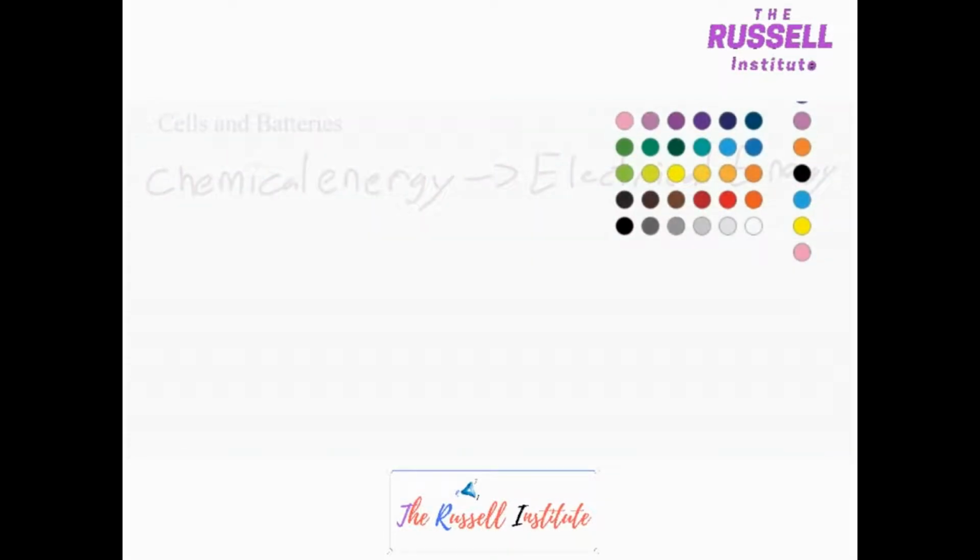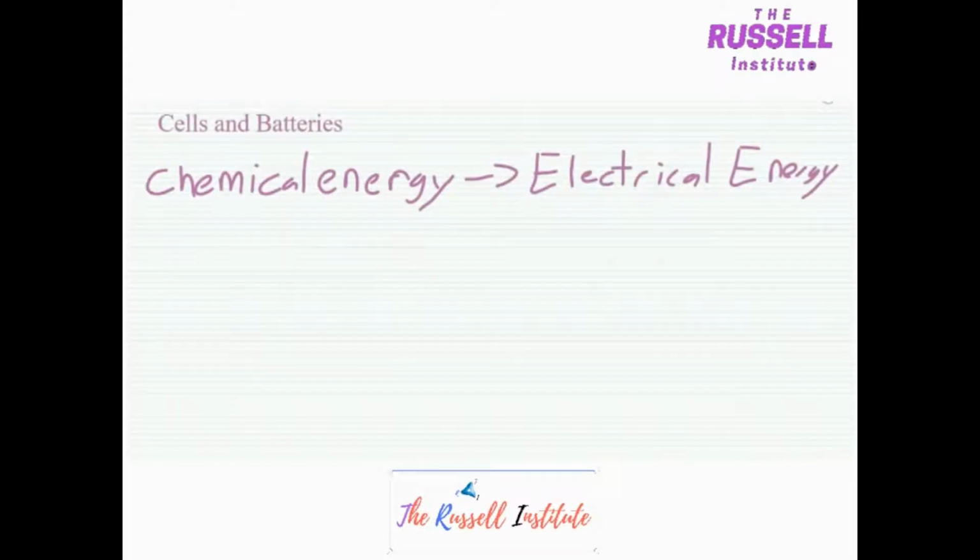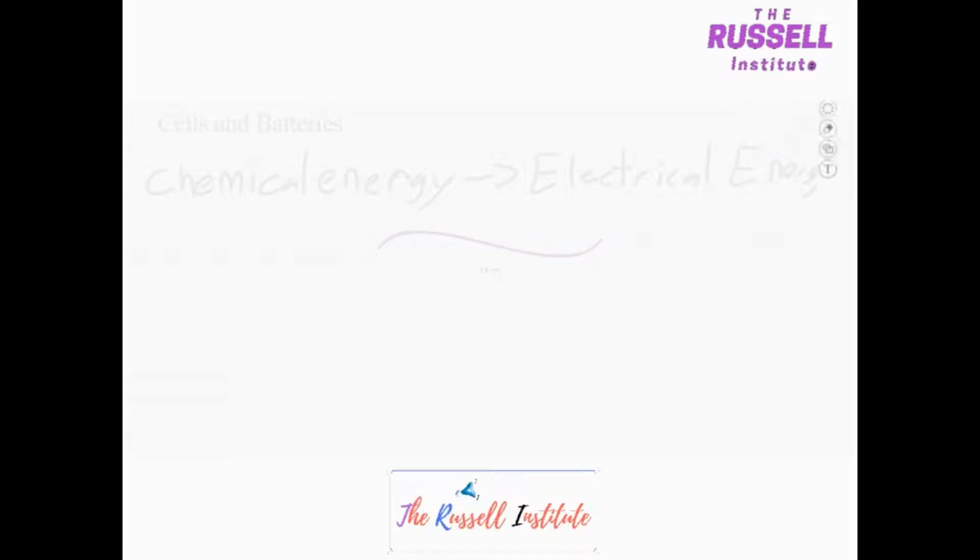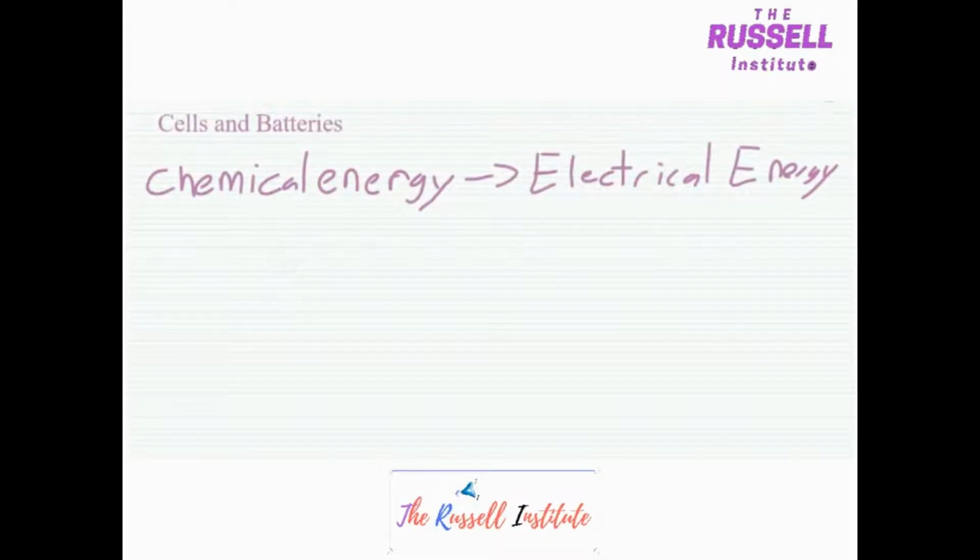And so we're going to look at what we call the schematic symbol of a cell. Now, the schematic symbol of a cell is one long stroke and one short stroke. The long stroke represents the positive side of the cell, while the short stroke represents the negative side of the cell.